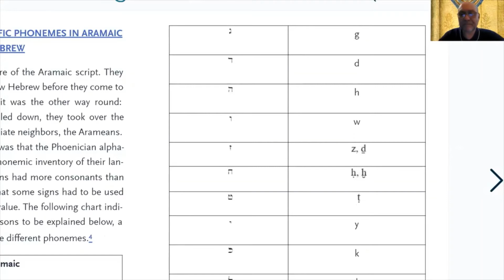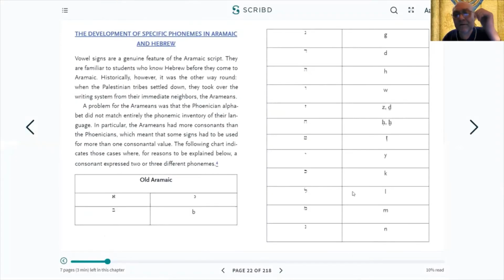All right. Let me see if I can get this back down. Okay, Yod, Y, okay, Kaf, K, Lamed, L, Mem, M, Mem is just an M sound, Noon, N sound, okay.